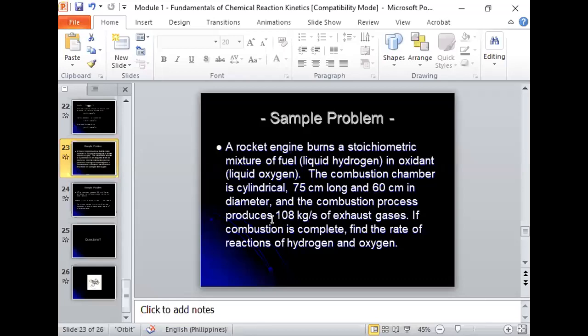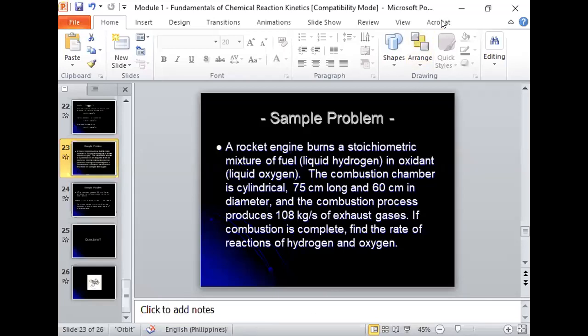And you have this amount of combustion gases produced. So we will need to write this. I think these are the things that are given in terms of quantity. And of course, it's specified that the liquid hydrogen and the liquid oxygen undergo the process of combustion.